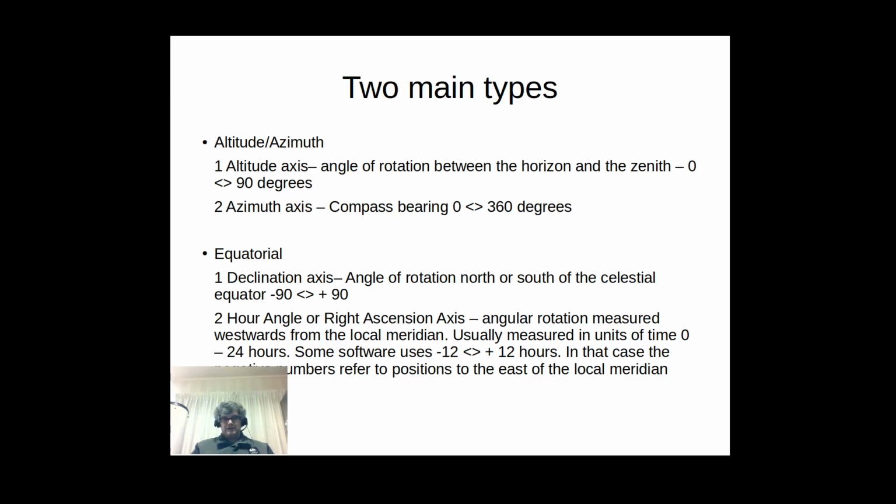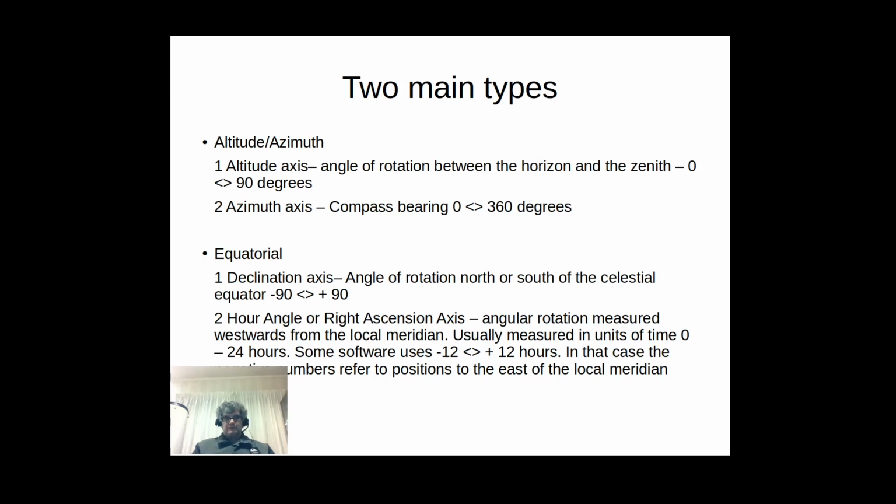And the other axis is called the azimuth axis, which is just the compass bearing that runs from 0 to 360 degrees. So 0 degrees is north by convention, and then 360 degrees is back to north, so you've done a complete rotation in that axis.